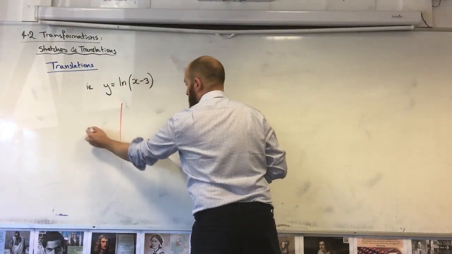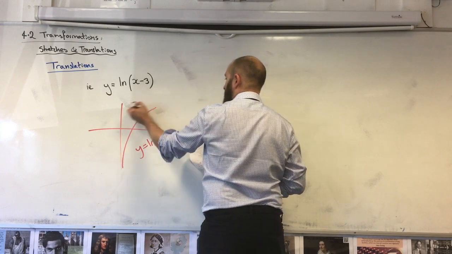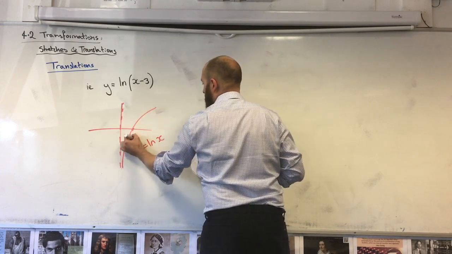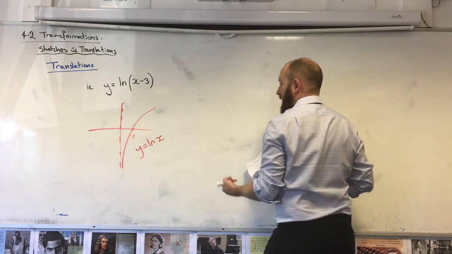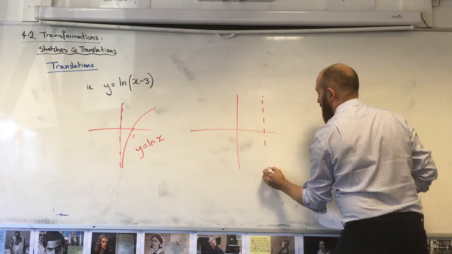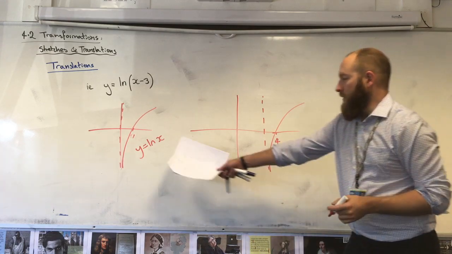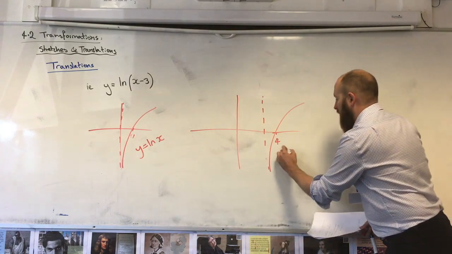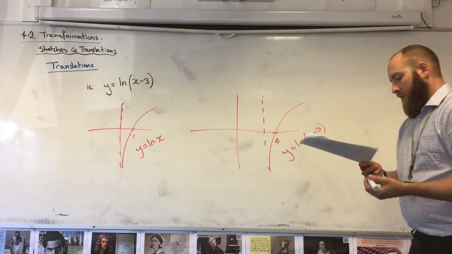Okay, try another one. The original graph looks like this. We've moved this 3 in the positive direction. So now it crosses at 4, so that shape moved across that way. Cool.